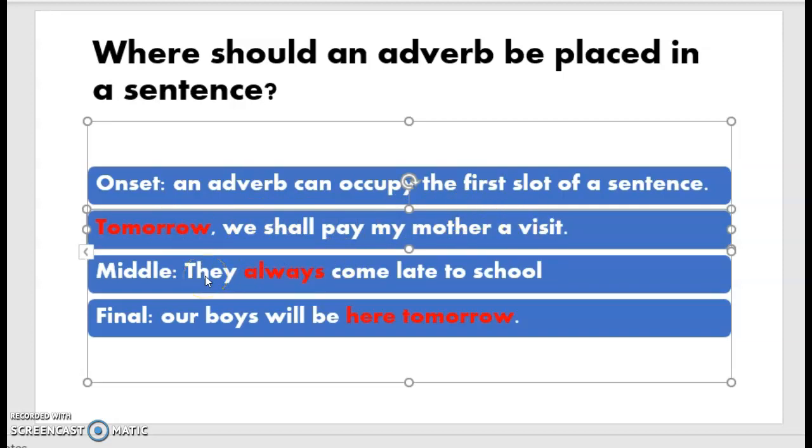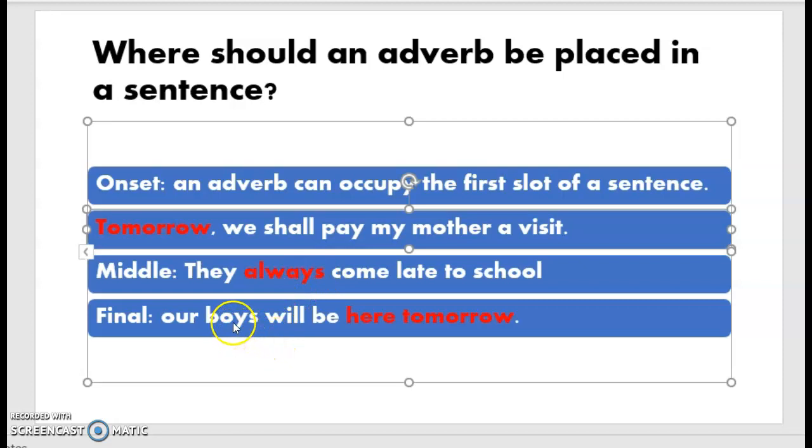Then you can have your adverb in the middle of the sentence. Now it is not at the initial position. We have moved. They always come late to school. Always is an adverb. Always come late to school. And here it is no longer occupying the first position. It is within the sentence. And so we say we can have it in the middle of the sentence.